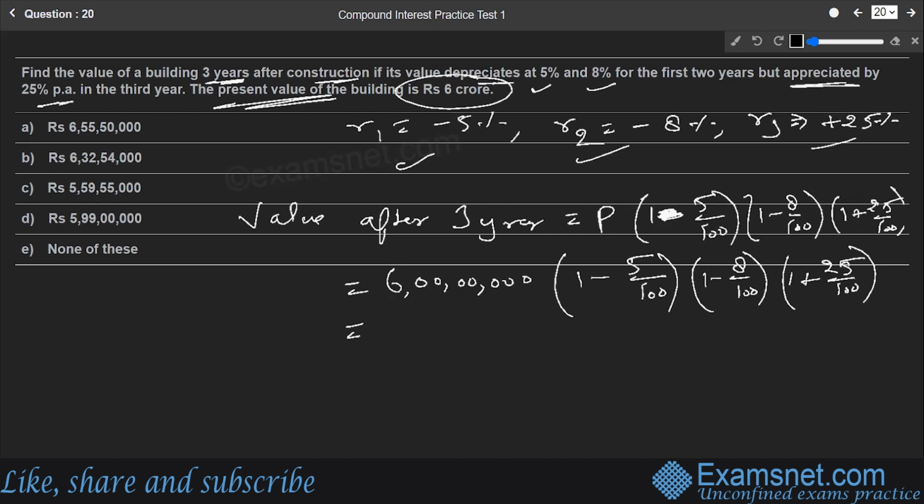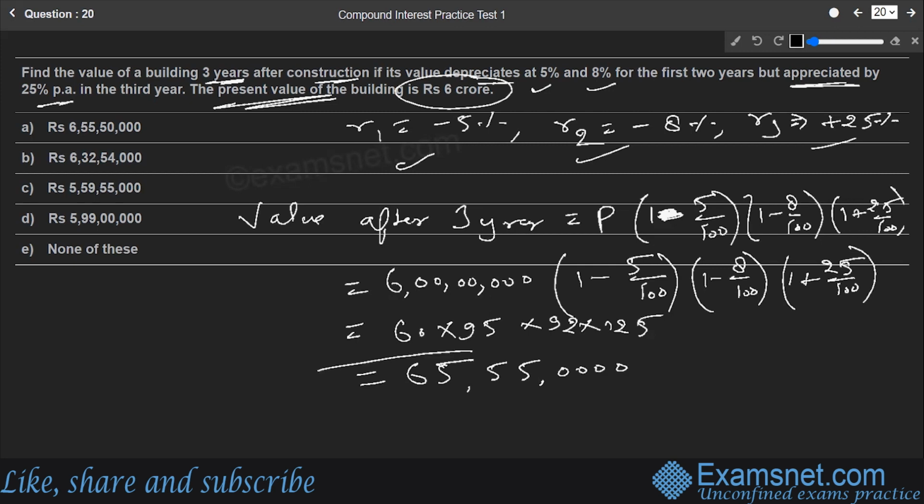This comes out to be 60 multiplied by 95 multiplied by 92 multiplied by 125. If we multiply all these numbers, this actually becomes 65 crore 55 lakh rupees. So that is the ultimate value after 3 years of two successive decreases and then an increment of 25%. So this particular option is available. The right answer is option number A.